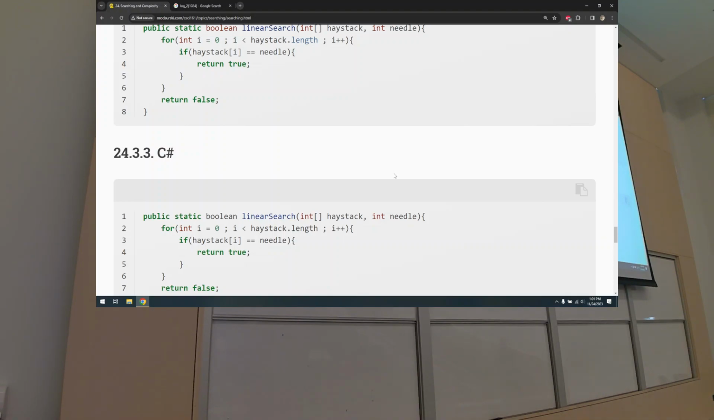Public static Boolean, linearSearch, int array haystack, int needle, squiggle. The for is the same. The if is the same. Even the t is lowercase in true. We end with semicolons. They're different programming languages, but they're really not different.